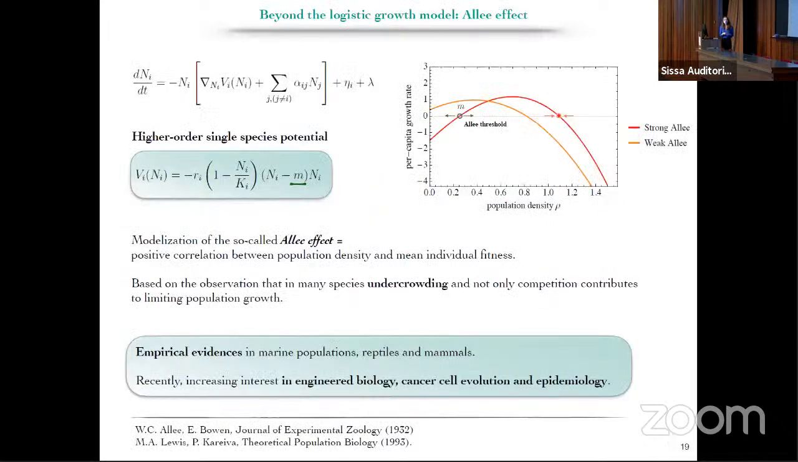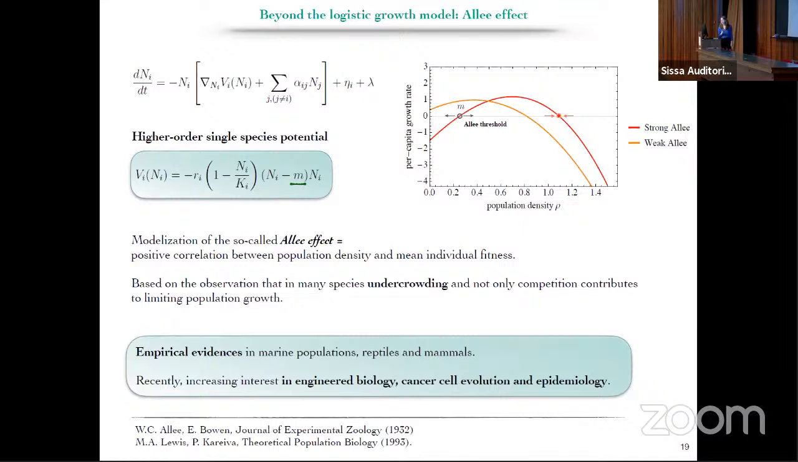We can assume as a starting point the same dynamical equation that I showed before, but we slightly change the single-species potential, V of N_i, assuming a cubic shape in the species abundance N_i. As you can see, there are three fixed points now: one at N_i equals 0, another at the carrying capacity, exactly as in the Lotka-Volterra model, but there is also a new fixed point at M, which is called the Allee threshold.